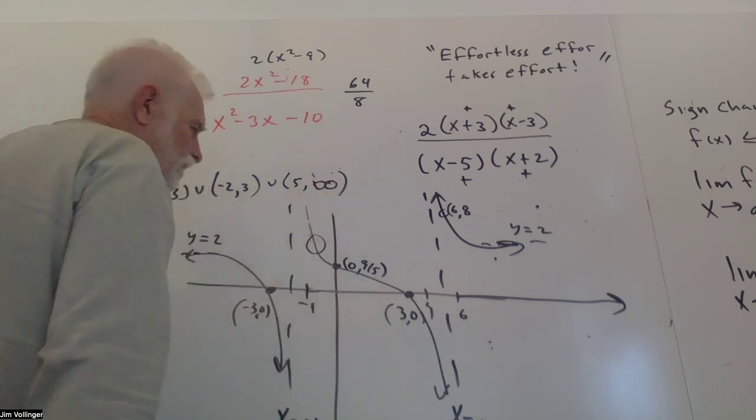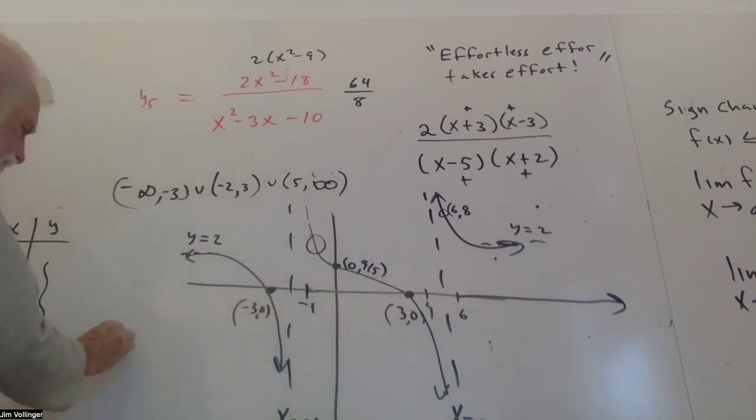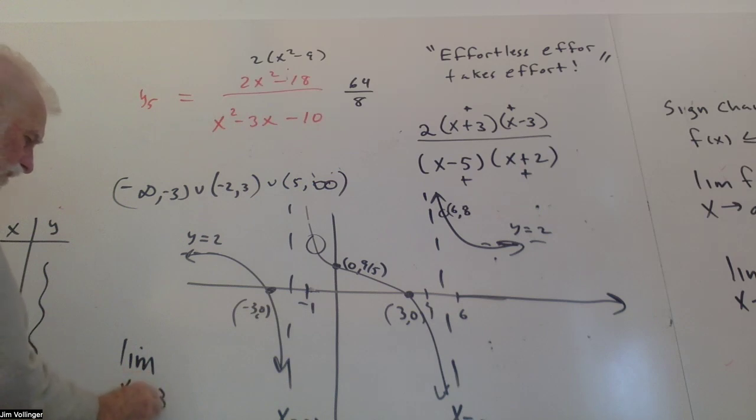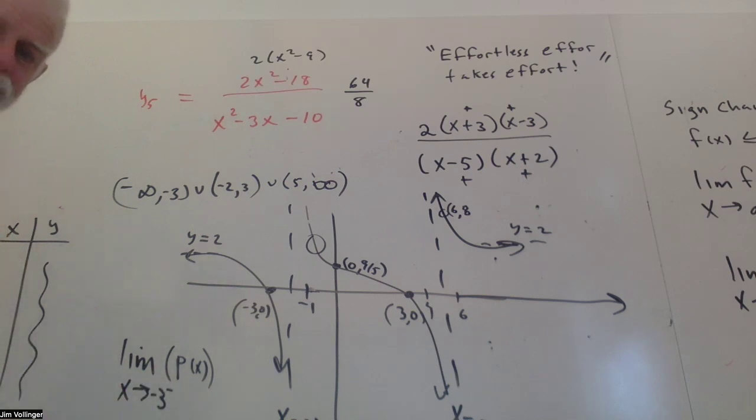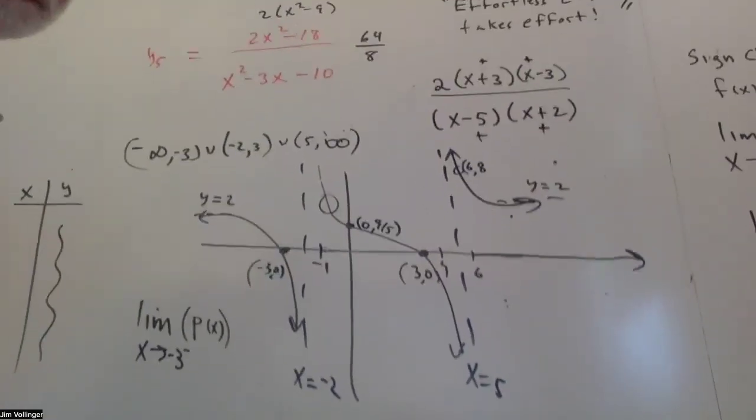Okay, and what's the limit as x goes to negative 3? We'll call this function p of x. As x goes to negative 3 from the left, with that symbol. Yeah, I wrote it so you could see it.